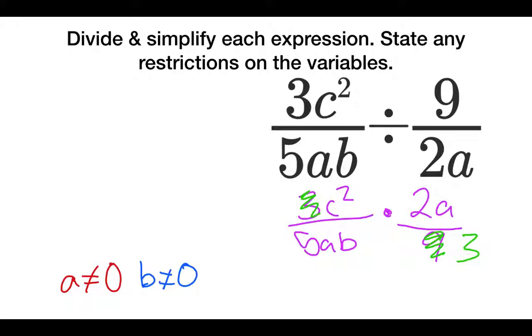Now let's look at the other side. 2 and 5, nope. But if you look, there is an a. So that means our final version of this equation is going to end up being 2c squared over, on the bottom, 3 times 5 is 15b. You'll notice in the final version of this equation, we don't even have an a, and yet a is still a restriction. That's an important fact to know.